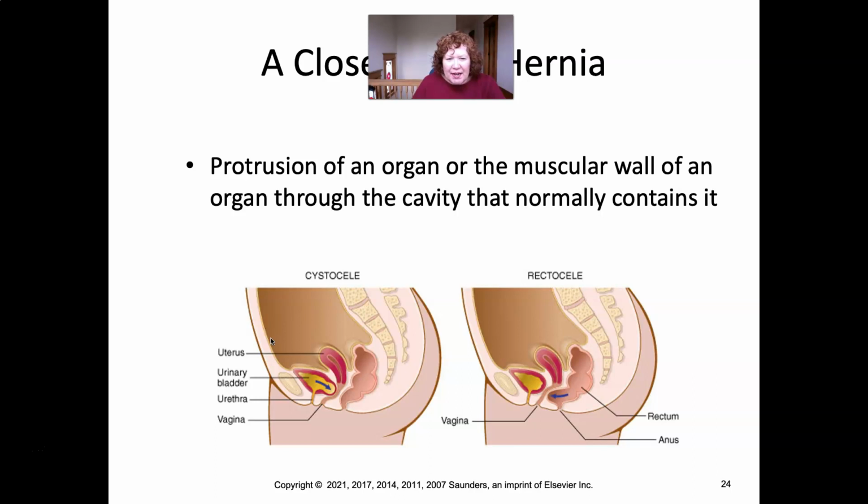This is just a look at a hernia. A hernia is whenever an organ or the muscle wall of an organ pushes through the cavity that normally contains it. You might hear of inguinal hernias, umbilical hernias. This one happens to be cystoceles and rectoceles. But what's happening is it's pushing through that muscular wall in a way that it shouldn't be, and it could cause a constriction.